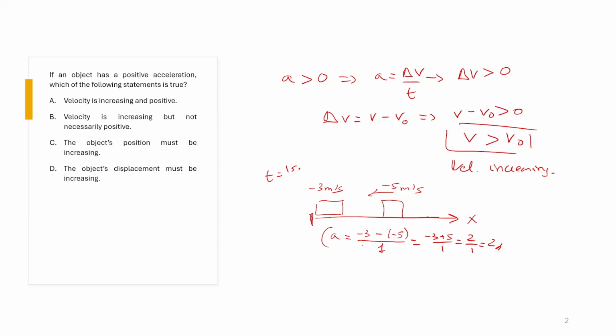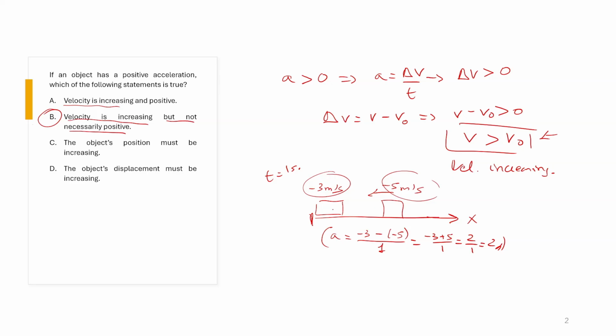This acceleration is positive, but these velocities are not positive. In fact, they are negative. So the fact that an acceleration is positive does not always imply the velocity is positive. That acceleration is positive simply means that the velocity is increasing, which is what we're observing here, but not necessarily positive. So the right answer is, of course, option B. The object's position must be increasing. That's not necessarily the case.